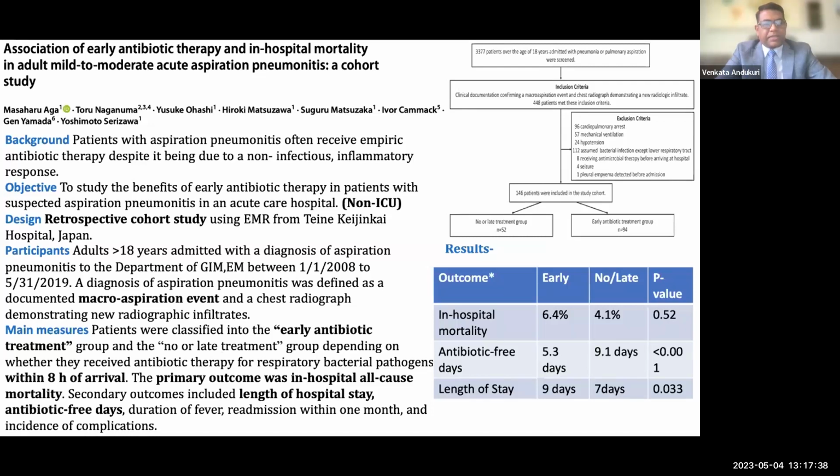Association of early antibiotic therapy in adult mild to moderate acute aspiration pneumonitis, a cohort study. So in this one, patients with aspiration pneumonitis often receive empiric antibiotic therapy despite it being due to a non-infectious inflammatory response. In this study, it was decided to study the benefits of early antibiotic therapy in patients with suspected aspiration pneumonitis in an acute care hospital setting.